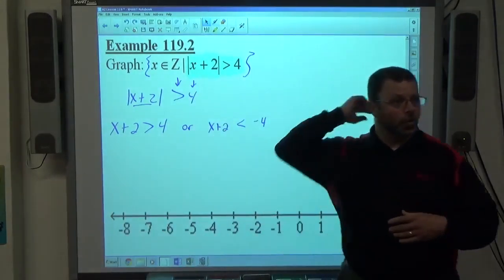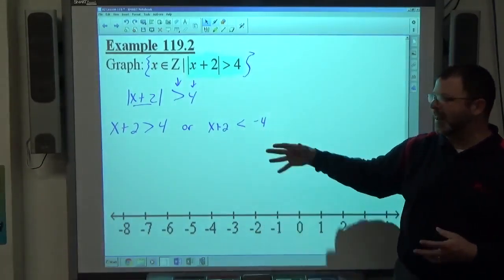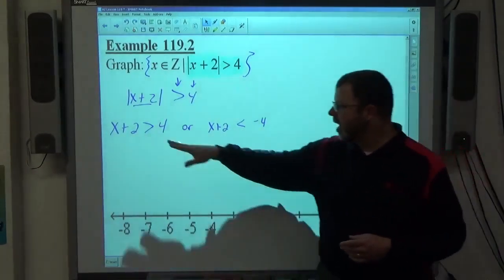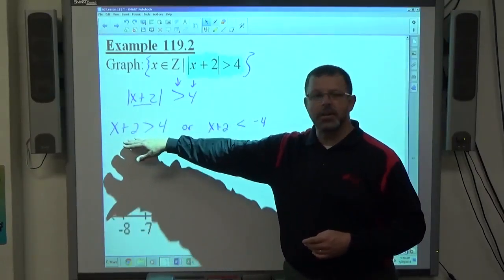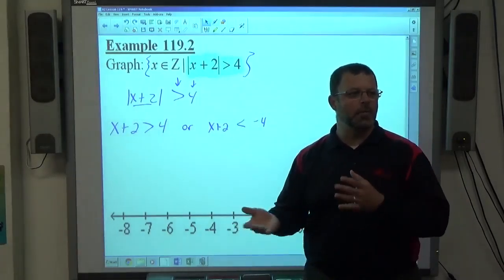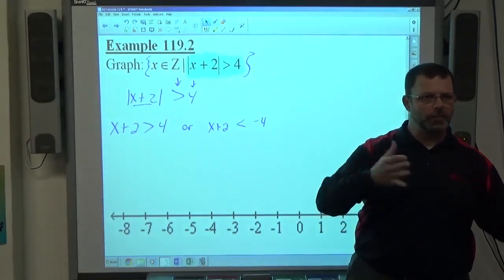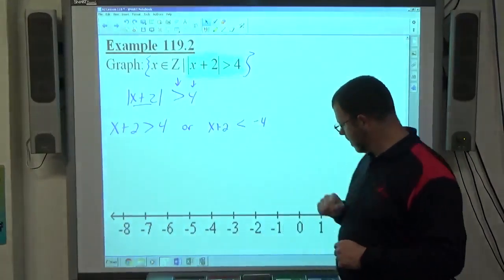Negative 7 positive, bigger than 4; negative 8 positive, bigger than 4. So, by saying that x plus 2 could be less than negative 4, that's the other criteria, because again, obviously all these numbers on the right are already greater than 4. They're already positive. These are negative, so they wouldn't be greater than 4, but the absolute value bars make them positive, so they become greater than 4. So you create both inequalities to represent the two scenarios that can make this true.